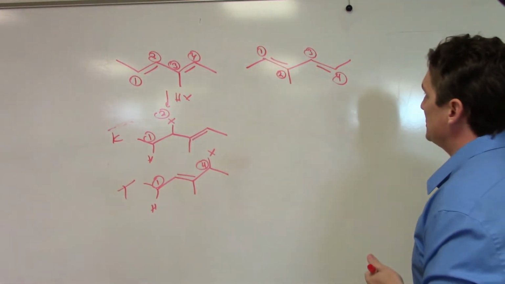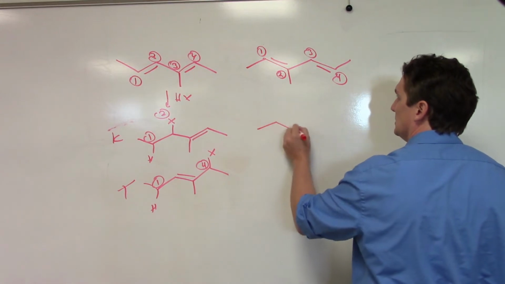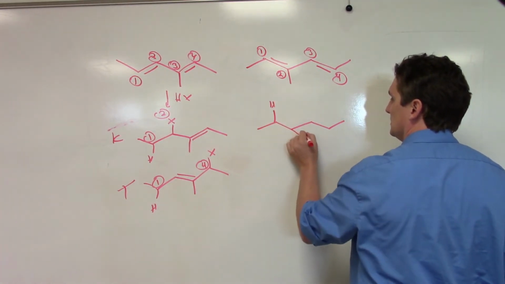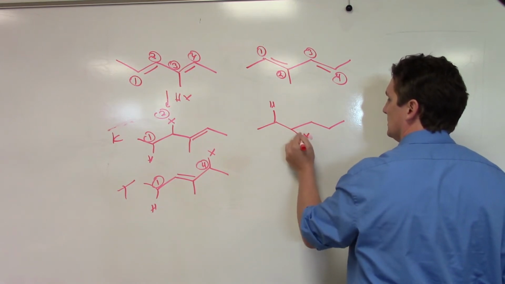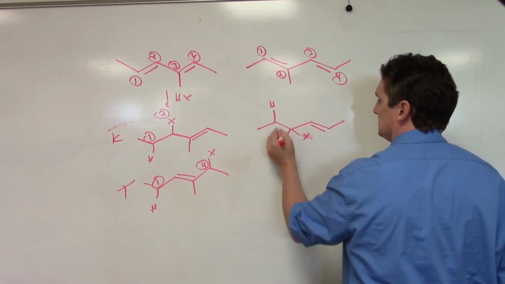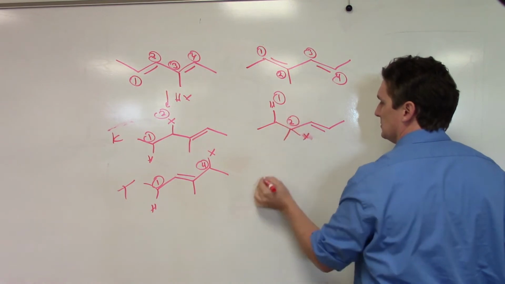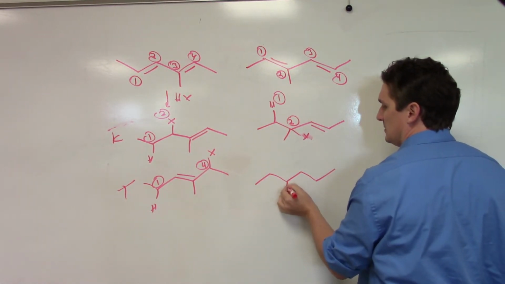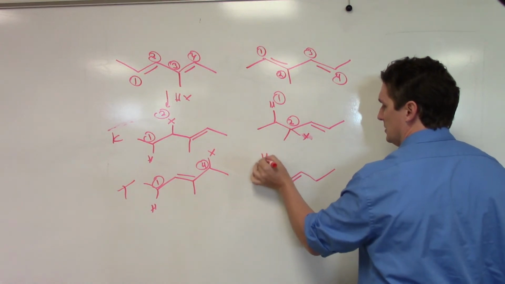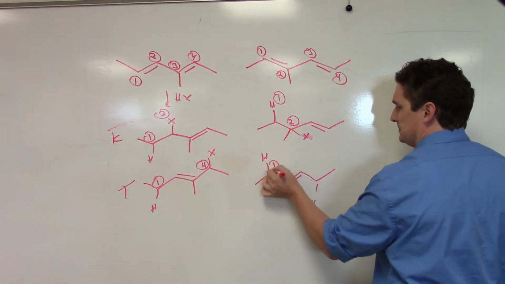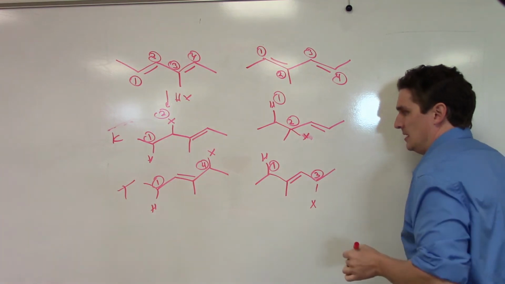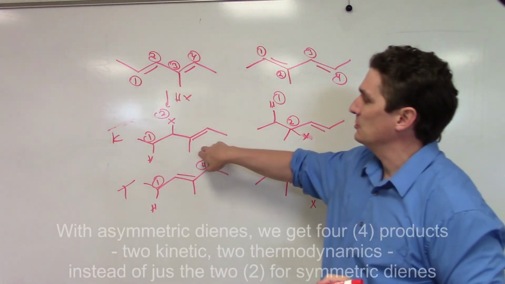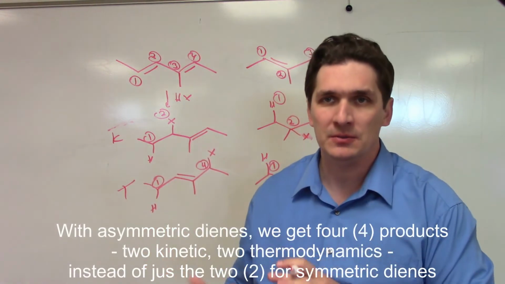What about the other direction? Well, I still get the 1,2 addition. So 1,2. And I still have the 1,4 addition. But in one situation, I end up with an X on that methyl group. In the other situation, I end up with it apart from it.